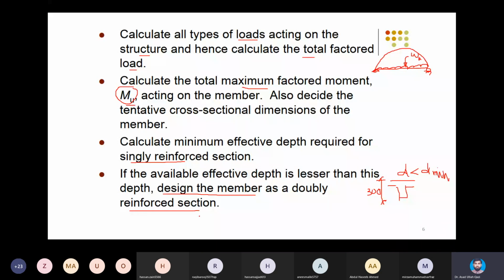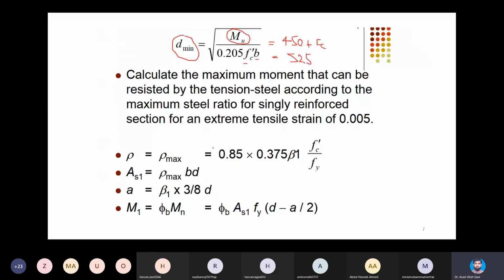It means if you still go singly, you will end up with an over-reinforced singly beam, or maybe in the transition domain. But for a new design, we prefer to go for the ductile beam, tension controlled, under-reinforced. So if this situation comes, design the member as a doubly reinforced member if your d is less than d minimum. Once this situation has arisen, then from this bullet onward, we are now following step by step the doubly reinforced beam design procedure.